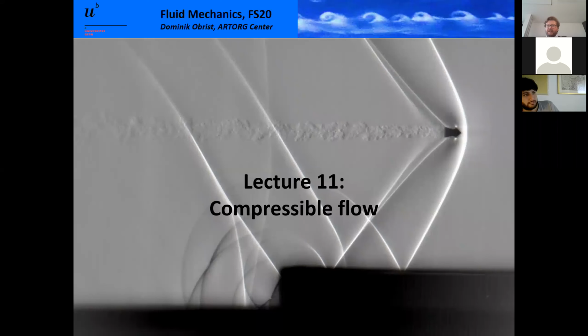Let me show you maybe the first slide of today, the title slide. You see here a typical picture of an experimental study. You see probably a bullet or a bullet-shaped object flying from left to right through the test section. And you see in this gray shading these structures, like lanes going diagonally through the picture in all different directions. These are shock structures.